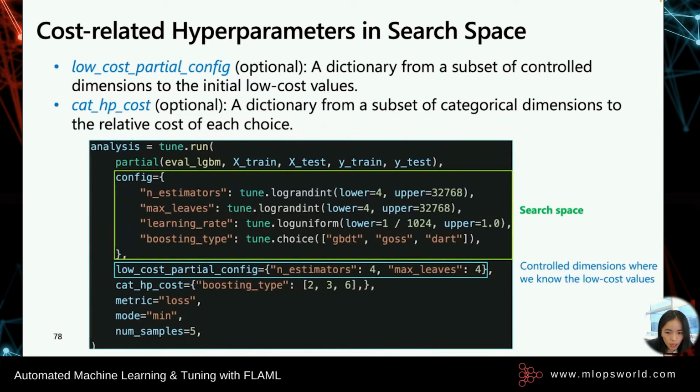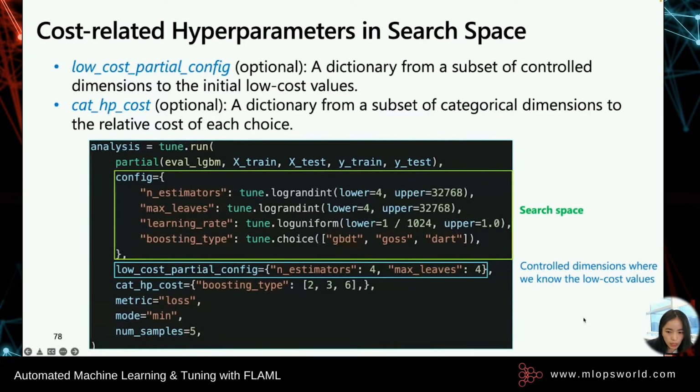The first relevant keyword argument is low_cost_partial_config. It can be used to specify the controlled dimensions where we know the low-cost value. For example, when we are tuning a LightGBM learner, we know a configuration with small values of number of estimators and max leaves corresponds to a model with low cost. Then we can provide this information to tune via the low_cost_partial_config. If you still remember, in AutoML, we take this information into consideration via the low_cost_init_value in the search space.